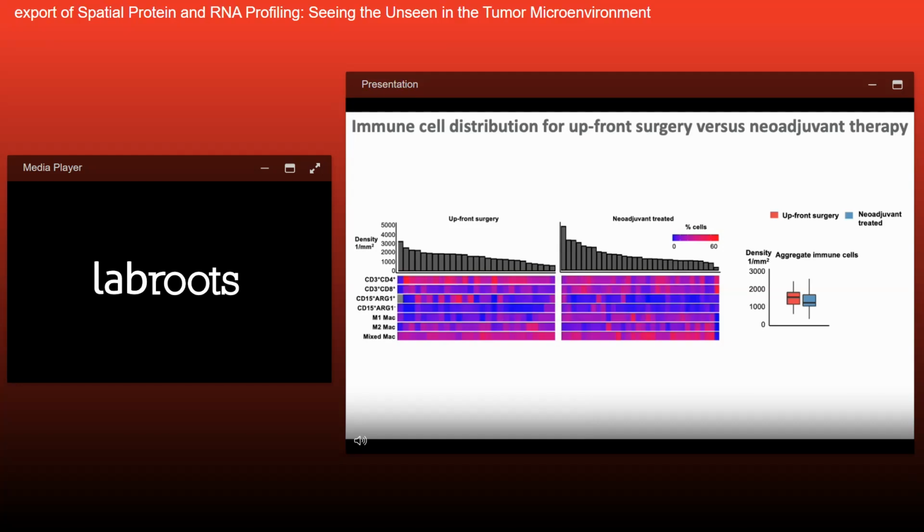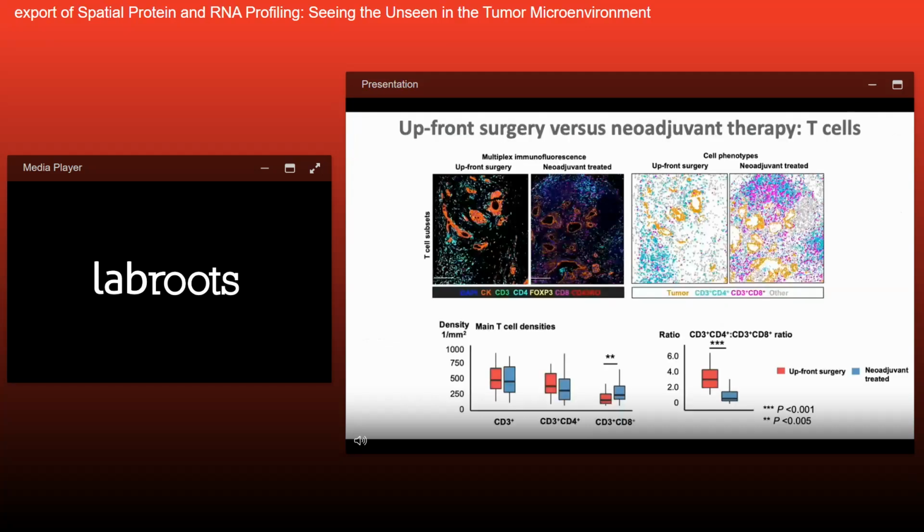As you can see in the plots here, these two cohorts look pretty similar at first glance, and we were really quite surprised to find no significant difference in total immune cell density between upfront surgery and neoadjuvant treated cases, as shown on the right. We therefore studied immune cell substance in greater detail.